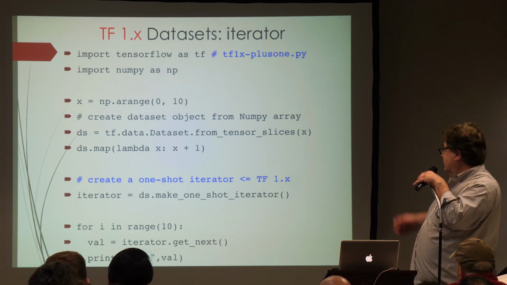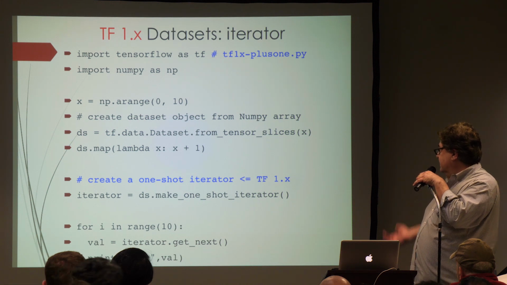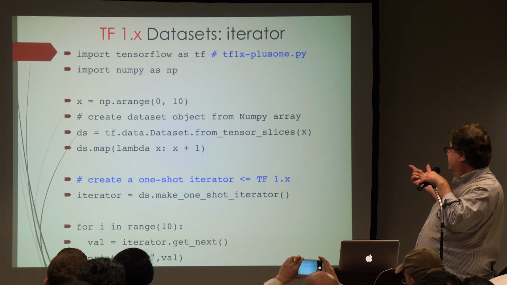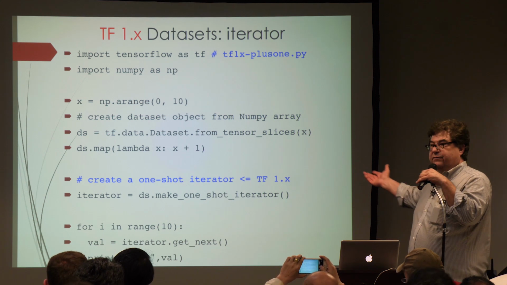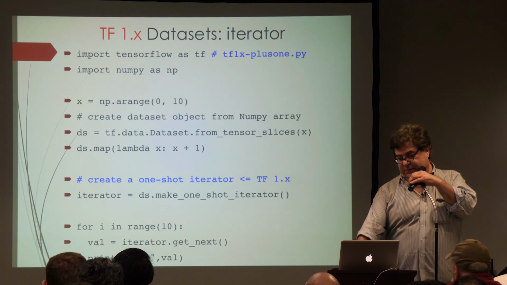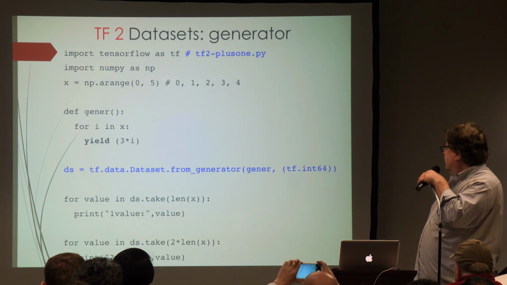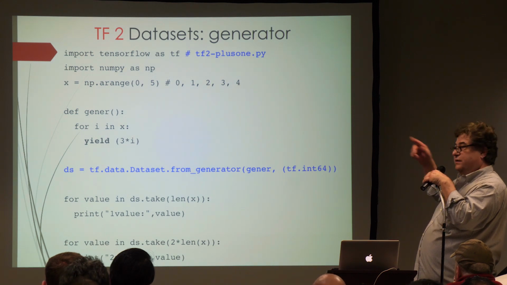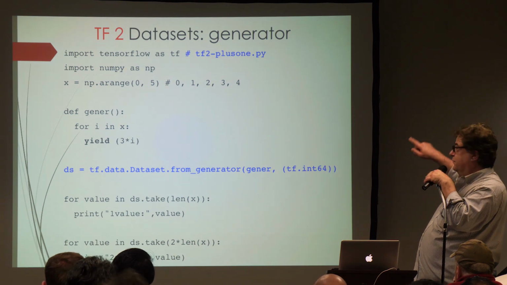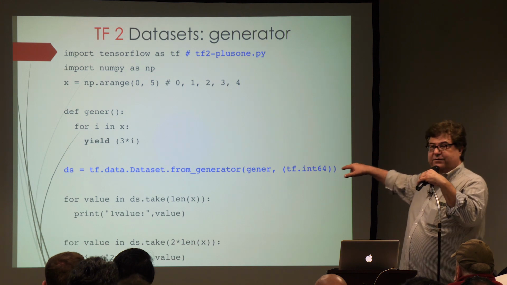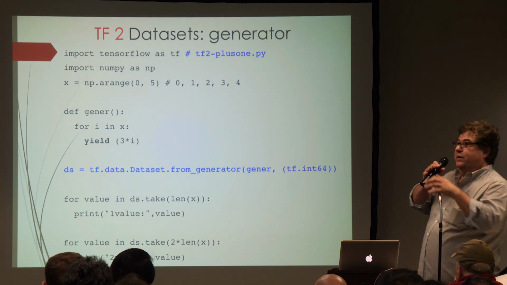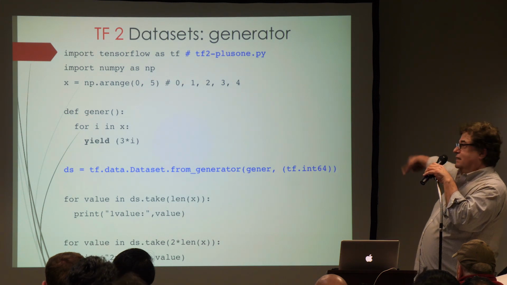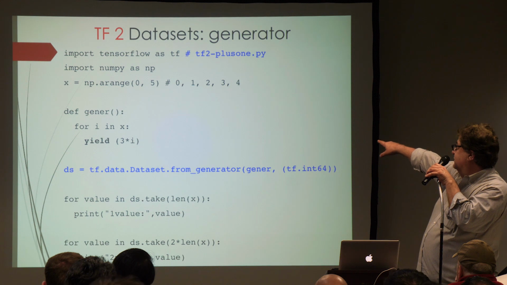And so there's a loop for printing the values, and so there's a get_next method in the iterator. And then it just prints it. You don't have to print everything, but I just did for this particular example. Now, we're going back to TensorFlow 2. I changed this so that it's 0 to 5, or 0 through 4 inclusive. Now we have a slightly different method. We have the from_generator method. What does that mean? There's a Python function called gener.